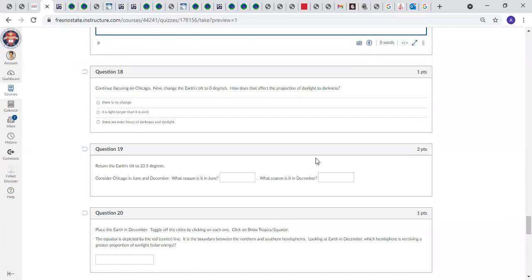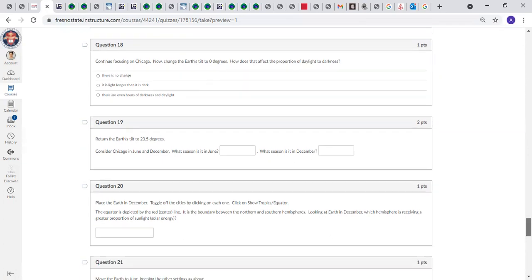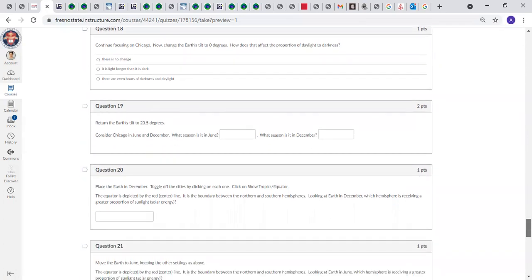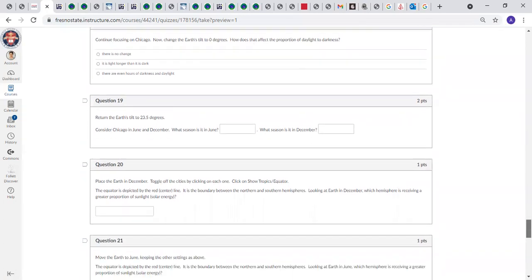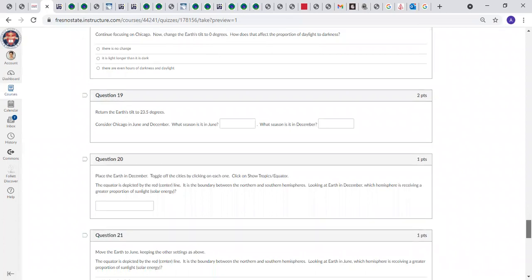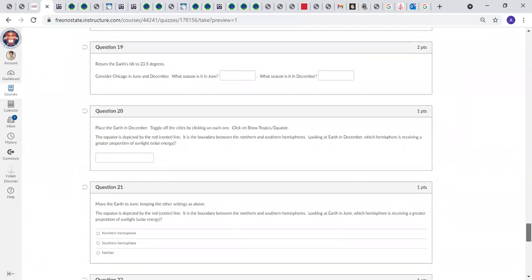For question 18, you're going to, again, still looking at Chicago, put the Earth's tilt to 0 degrees. It's going to start off at 23 degrees, which is what the Earth is tilted at on its axis. You're going to tilt it to 0, and you're going to see how that affects the proportion of daylight to darkness. You'll see if there is a change, there's no change, and so on and so forth. And then next, you're going to just pretty much consider the seasons of Chicago at those times.